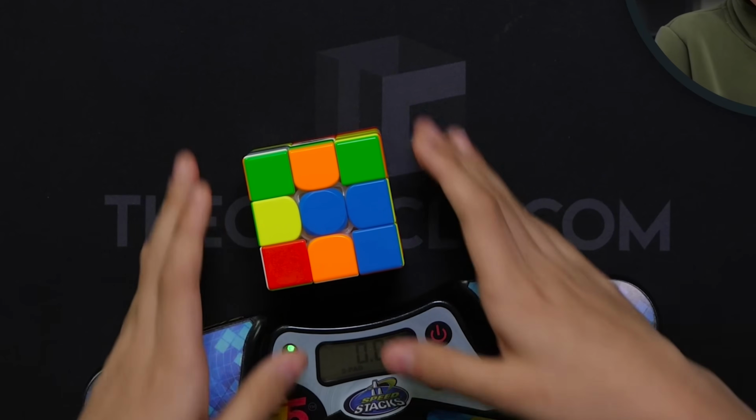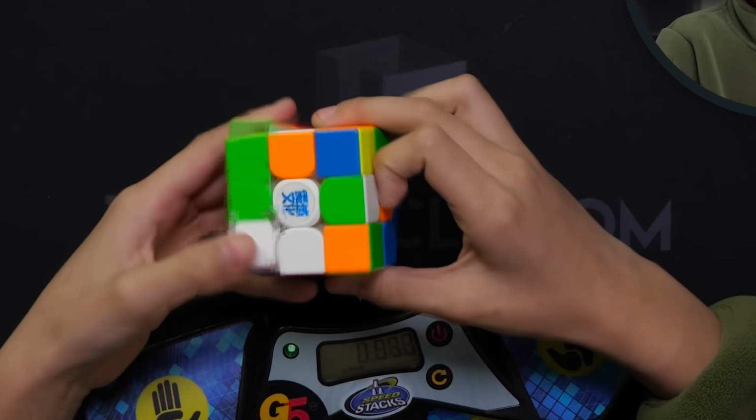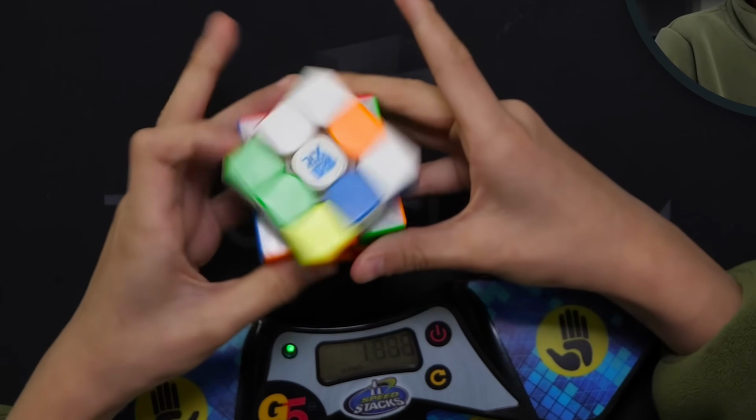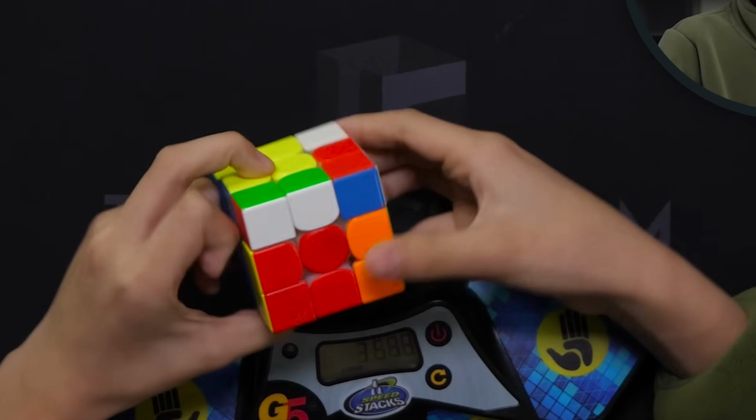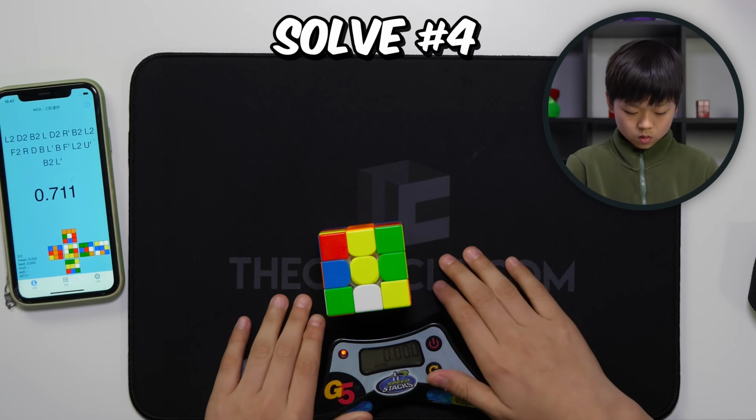This was my favorite solve because it was super unique in how he did the X cross, and he had 2 free pairs afterwards. Super nice. And the last slot plus last layer combo was also super nice. It was just a very smart solve from Yiheng.